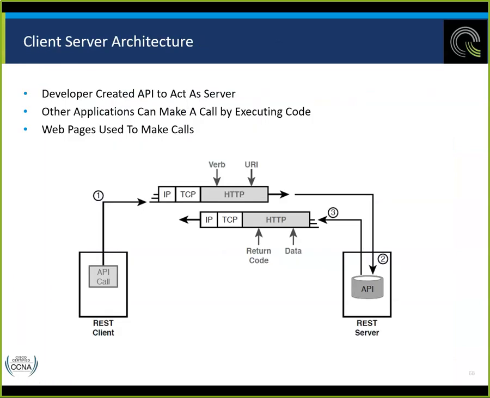The client-server architecture that we would use for this: the developer created an API to act as a server, the REST server over here, and other applications can make calls by executing the code, and then web pages are usually used to make this. We're going to use the HTTP GET and PUT, those sort of things. The GET, we're going to get information, and then we had the POST where we sent information.